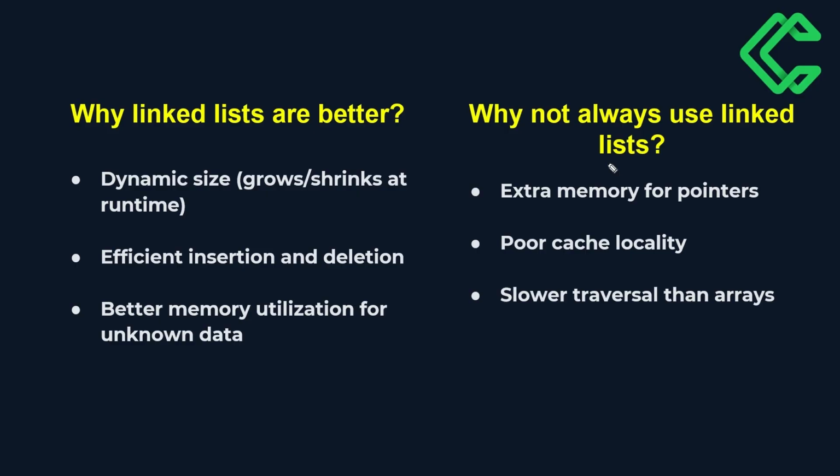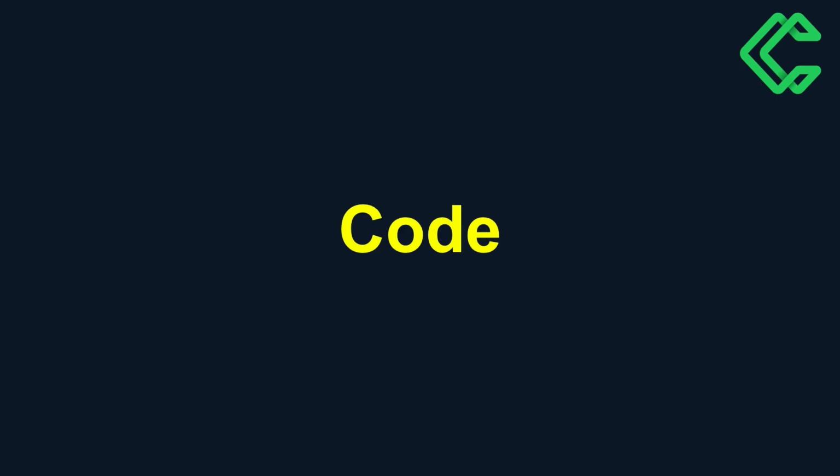Then why not always use a linked list? Linked lists have several limitations. A linked list needs extra memory for pointers. Linked lists have poor cache locality because the nodes are scattered in memory. The CPU cannot prefetch the next element efficiently. Traversal in a linked list is slower than in arrays. Now we know the background. Let's create our first linked list.